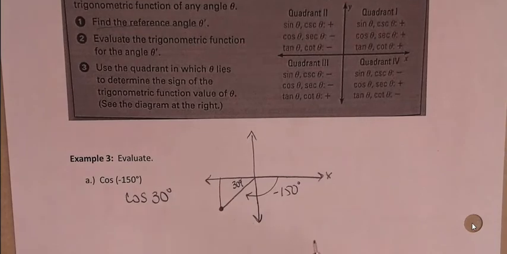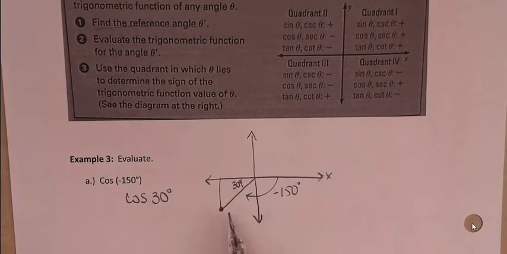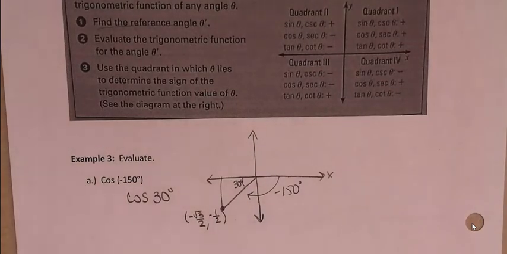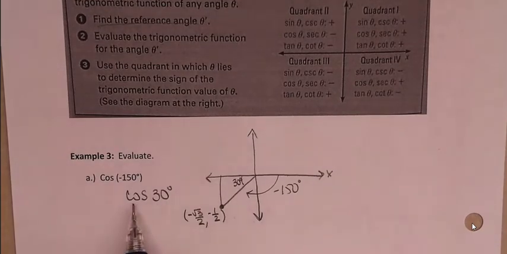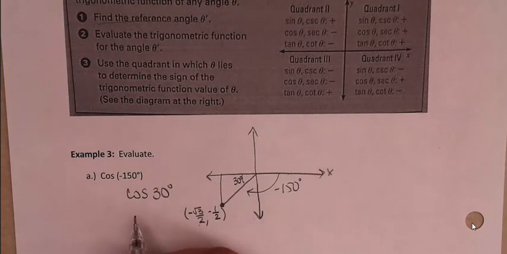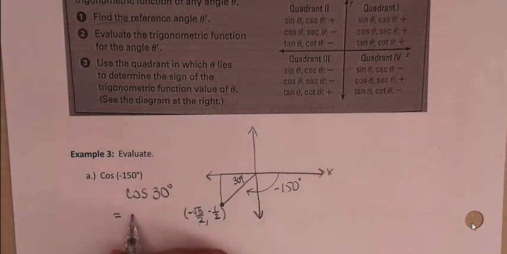However, that was in quadrant 1. Now this is in quadrant 3. So that would tell me that my x value would have to be negative, and so would my y value. So negative root 3 over 2, negative 1/2. If I'm looking at cosine, I'm looking for just the x value. So that tells me this is going to be equal to negative root 3 over 2.